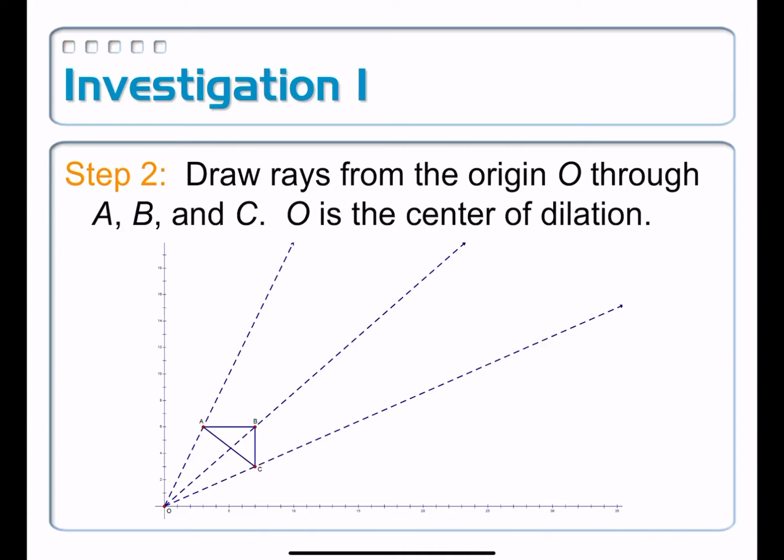Okay, so pause as you need to so you can get that done. All right, so I'm going to assume that you have your rays that extend from O to A, to B, and to C. Okay, so now we're going to do that whole scale factor thing.